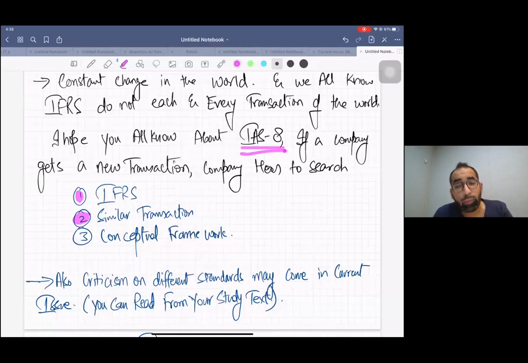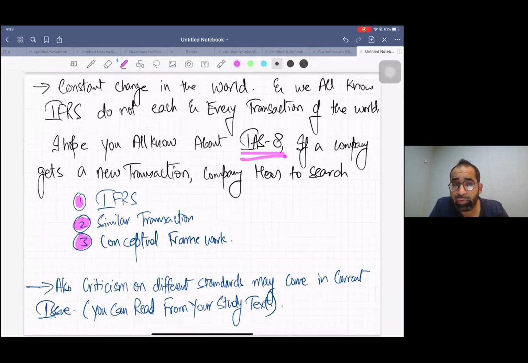Okay. And what if there is no similar transaction, not present in the IFRS book, then the last thing is the conceptual framework. Solve that transaction using conceptual framework guidance. So this is the order we follow when we find a new transaction. Don't forget, this is not a current issue. This is part of your normal course.